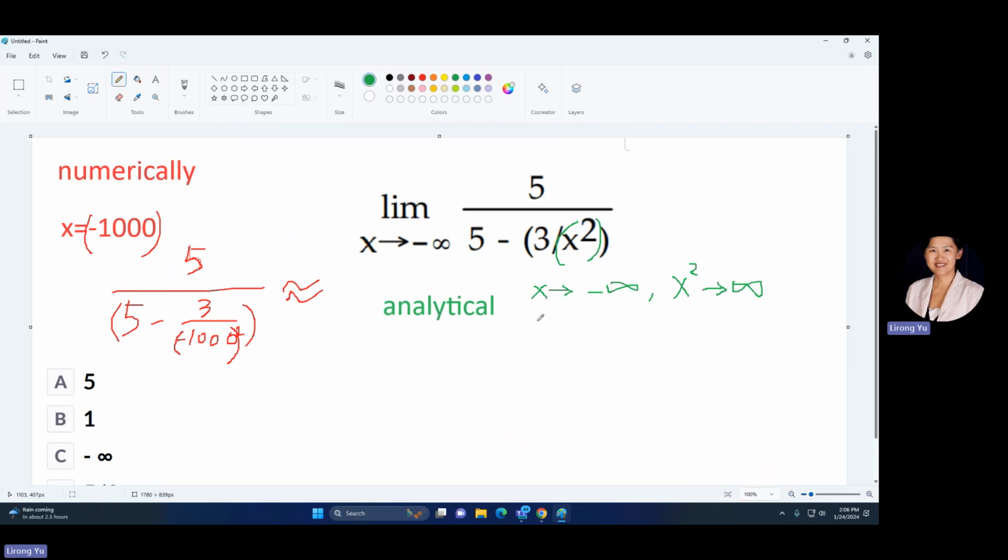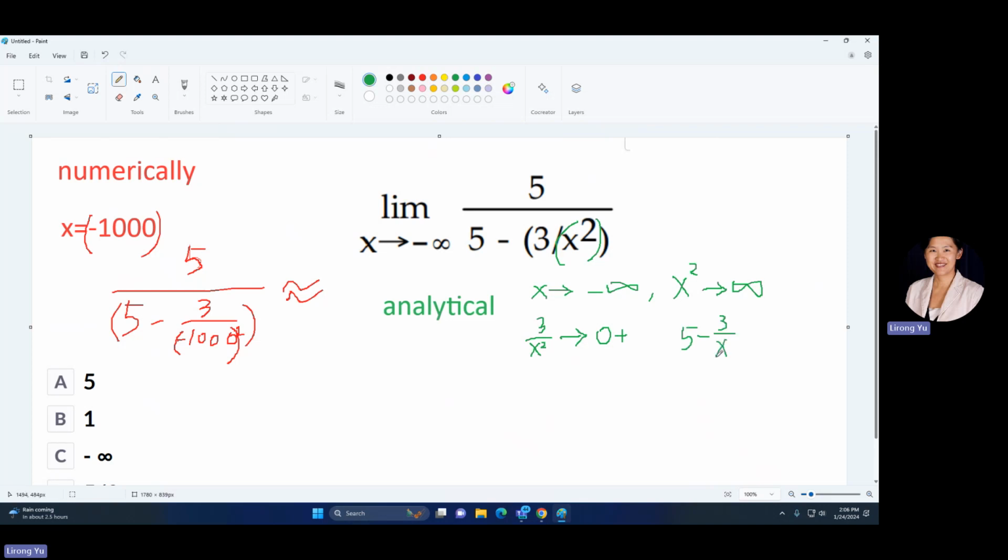X squared goes to infinity, and then we have 3 over x squared. So 3 is divided by a really large number. When we say x squared goes to infinity, we mean x squared is really large. You divide a finite number by a super large number, and this number goes to 0, positive. So it will be approaching 0 from the positive side. And then we have 5 minus this number.